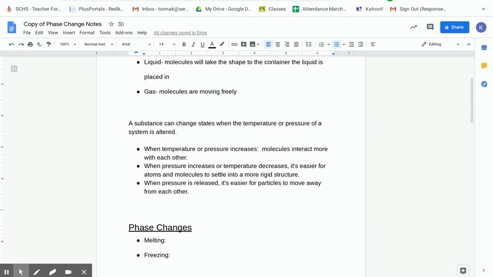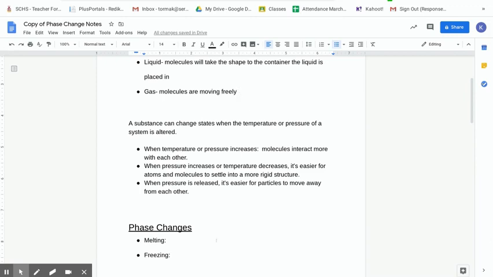So when pressure increases or temperature decreases, it's easier for atoms and molecules to settle into a more rigid structure. That makes sense when you freeze water in an ice cube tray. It makes its own shape and it will stay in that shape as a solid. As a liquid, it just flows in the container, but once you put it in the freezer, it will settle into its rigid structure of a solid.